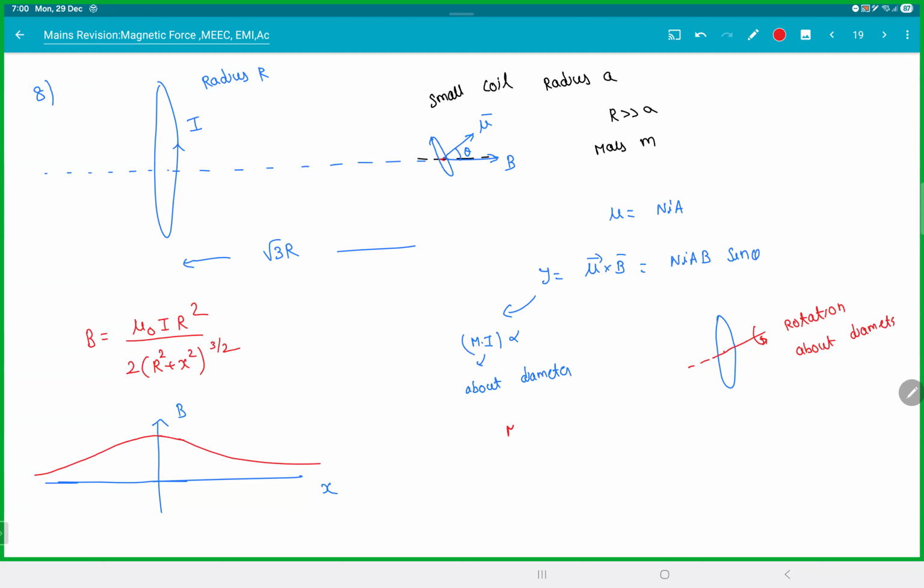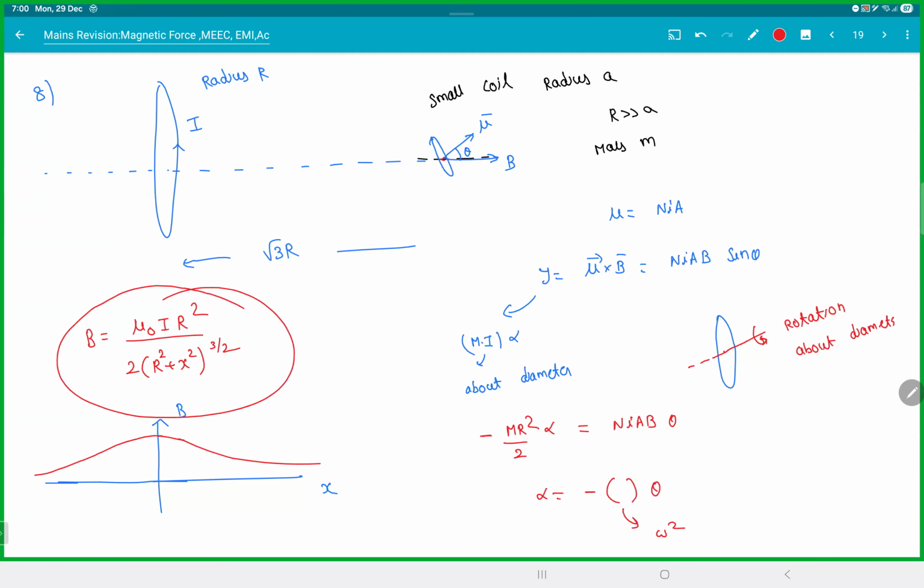So that would be mr square by 2 alpha is equal to NIAB theta. So you will get alpha is equal to minus omega square theta. This is your omega square. Are you clear, everyone? So this will produce the magnetic field on this loop, whose value can be calculated from here. And from there you can get that also.